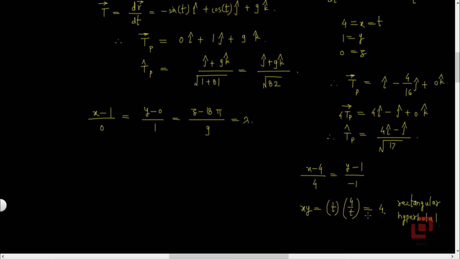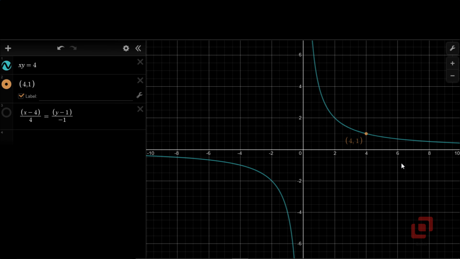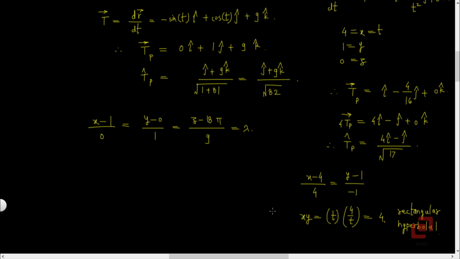We will verify our answer for this particular situation. Let us first draw the rectangular hyperbola xy equal to 4. Let us also show the point 4, 1, which will be in the first quadrant here. And at last, let us draw the line x minus 4 upon 4 equal to y minus 1 upon minus 1. You can now see that the pink line is indeed a tangent to the rectangular hyperbola xy equal to 4 at the point 4, 1, which verifies our answer. So that completes the second problem. Let us now go to the third one.